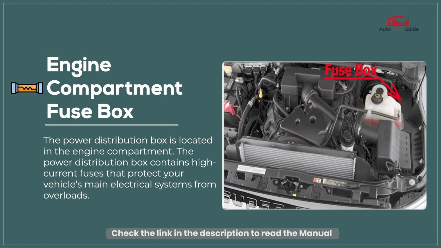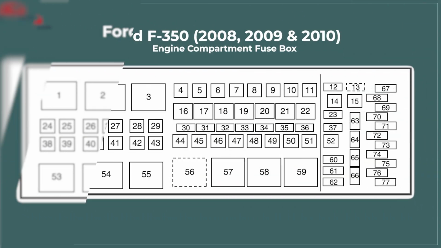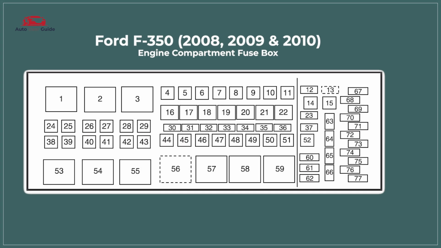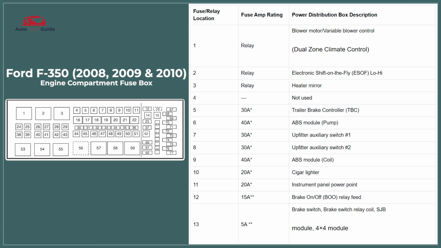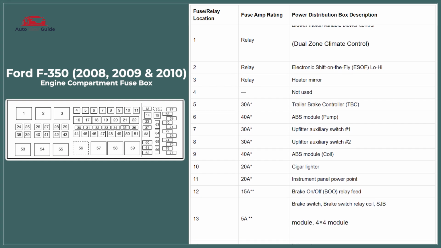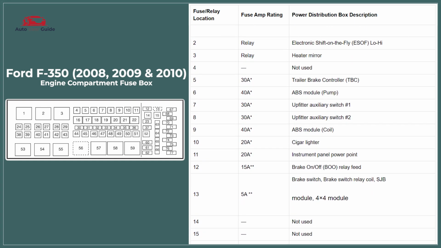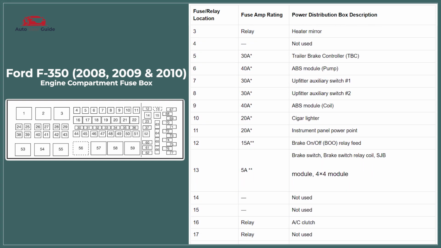Engine compartment fuse box. The engine compartment fuse box in the 2008 to 2010 Ford F-350 protects and controls circuits related to engine management, headlights, trailer tow, and ABS.